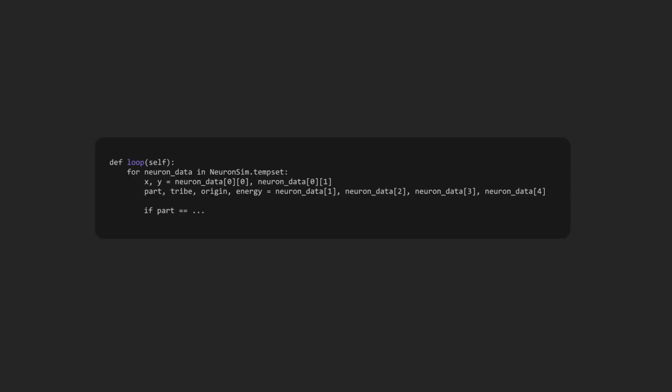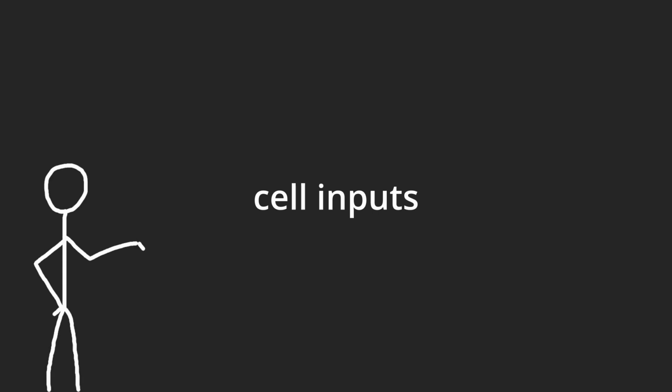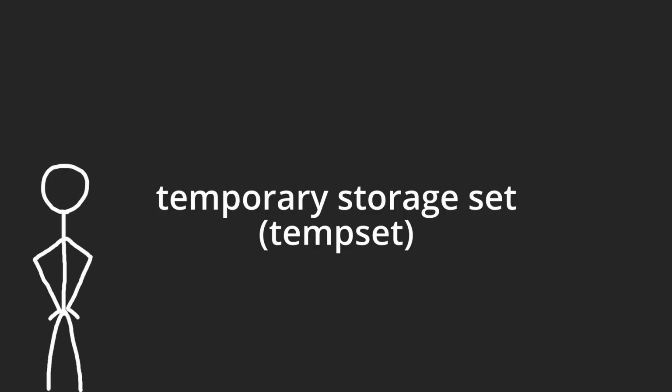We will start by creating a loop method, so there are single steps rendered. This loop contains an iteration that iterates through every cell. To get the simulation running, we're going to need cell inputs. They will trigger a chain reaction that will make the network grow. To create such a trigger, we are going to implement a temporary storage set, tempset for short.